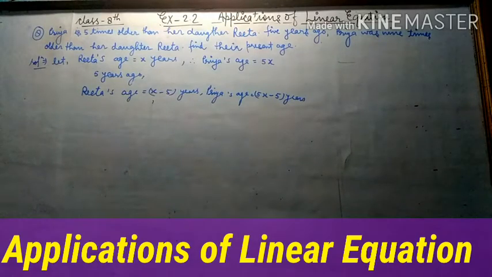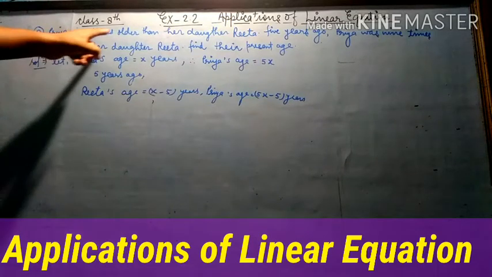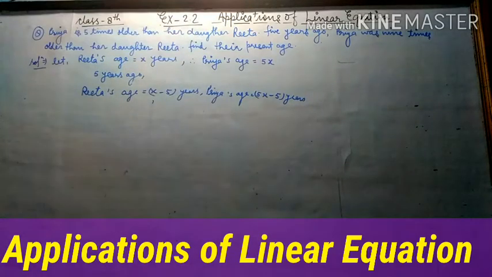Hello children. You are seeing the next question on the screen. Priya is 5 times older than her daughter, Rita. 5 years ago, Priya was 9 times older than her daughter, Rita. So find their present ages.